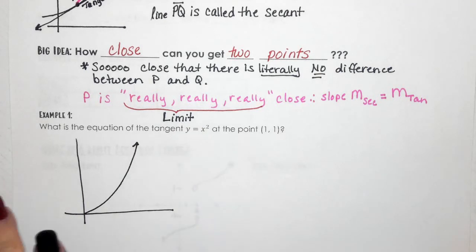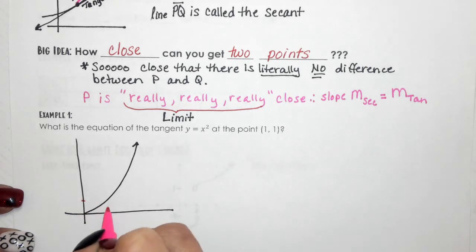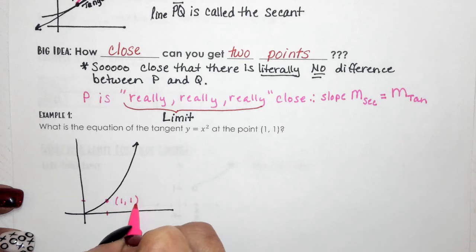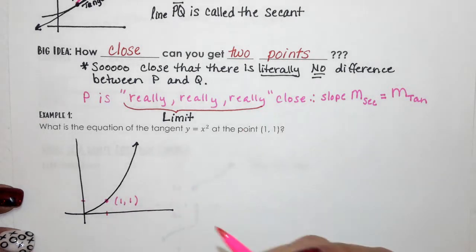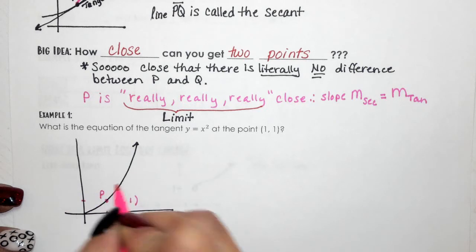And I want to know at the point 1, 1. So let's go over 1, up 1. So let's just say we're right there. That's the ordered pair 1, comma 1. And that's the point, let's label that point P.